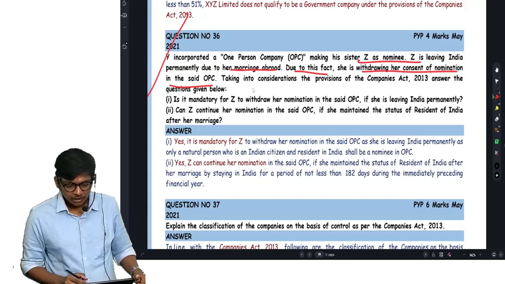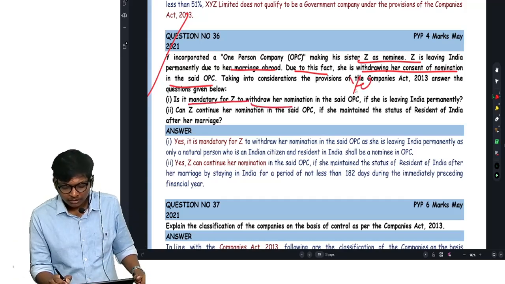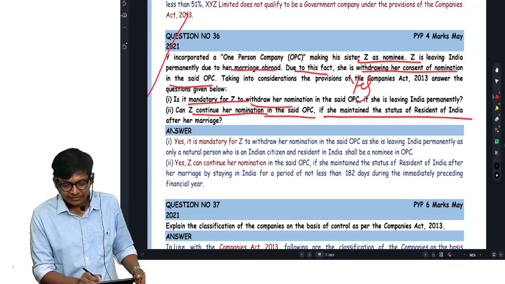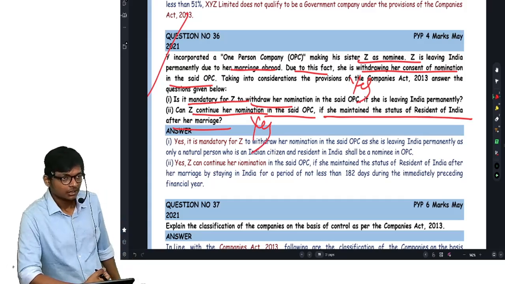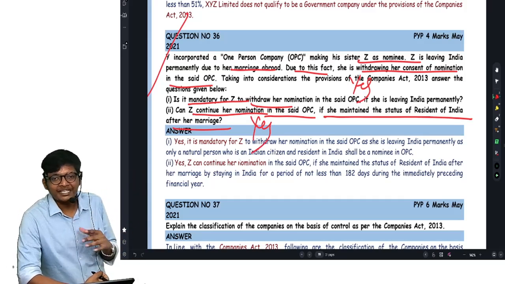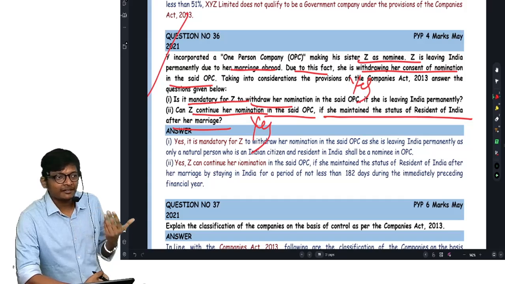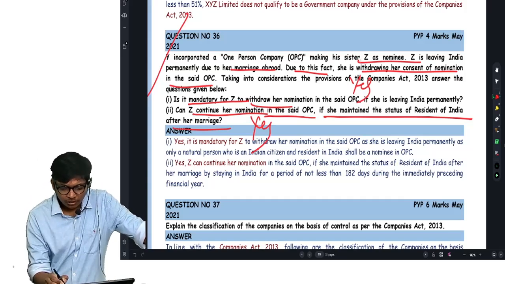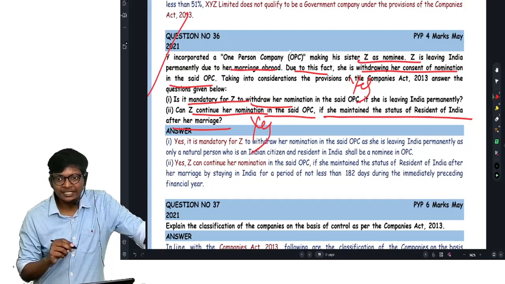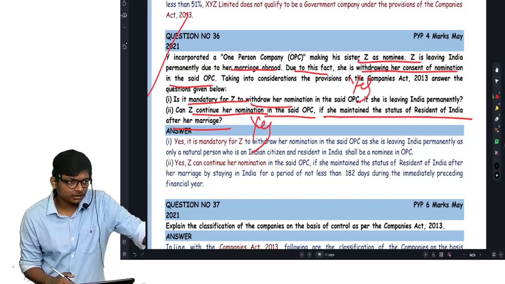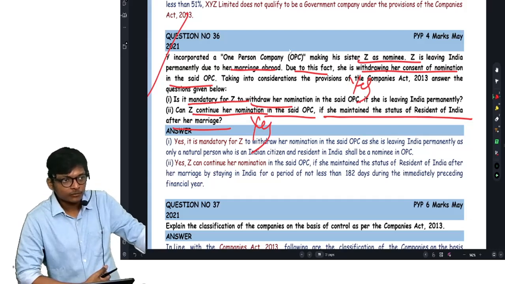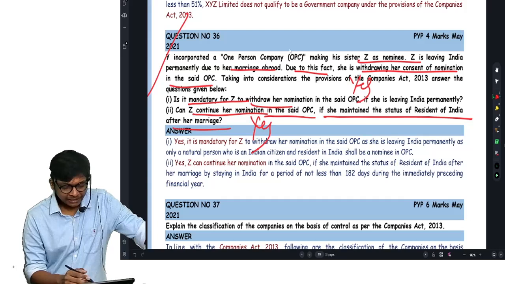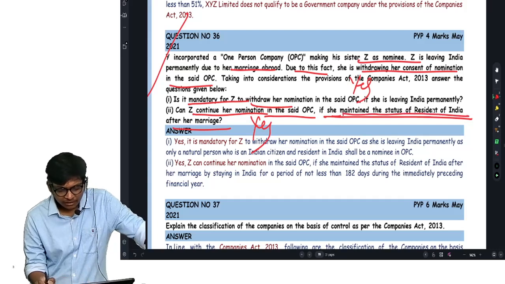120 days. Is it mandatory for Z to withdraw? Yes. Can Z continue her nomination if she maintained status of residence after marriage? Yes. If you can stay in India for 120 days every year, you can be nominee. I don't care where you stay the other days. That means for her brother's purpose, she has to come back to India every year for 120 days. Can she continue her nomination if she maintains residence after her marriage? Yes.